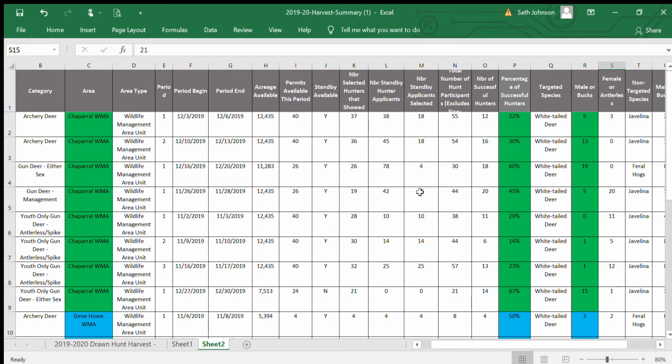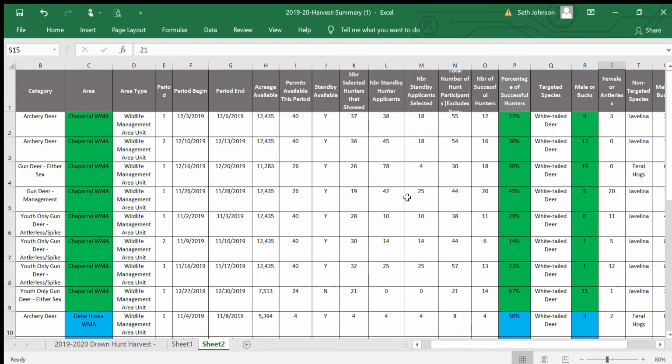Now, if somebody told you you could go get a tag, go hunting, and you're looking at 60%, 45% success rates, things like that, you would be all over that in a heartbeat. And I certainly am. Now, look at some of these numbers coming out of Chaparral.